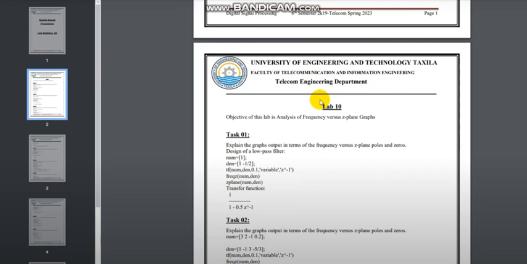Today we are going to perform our last lab for DSP assigned by Sir Dr. Muhammad Jameel. So here we go. We start with the first task of this lab. First of all, we will perform lab 9 and then lab 10.